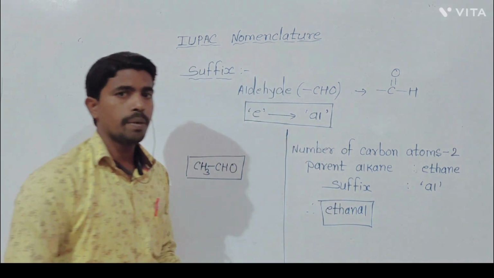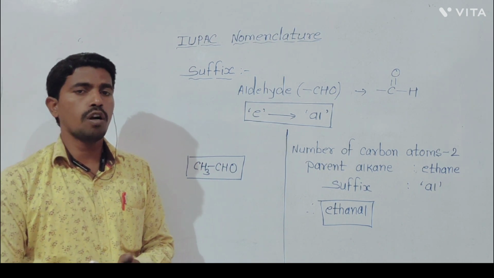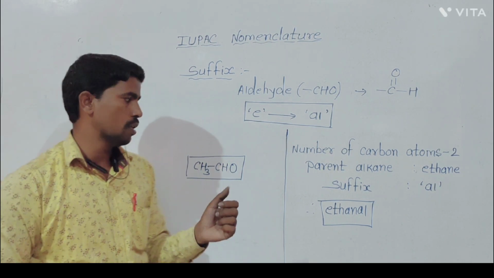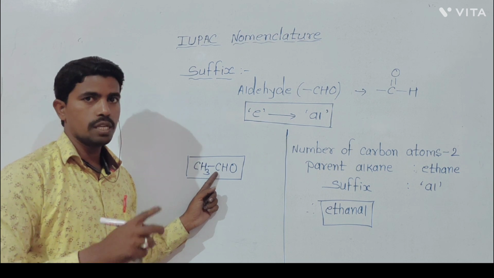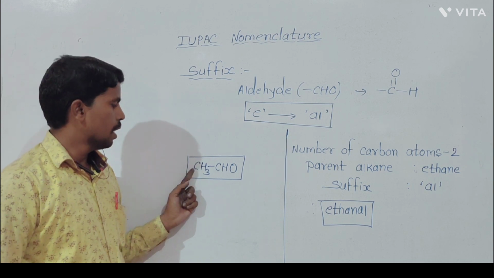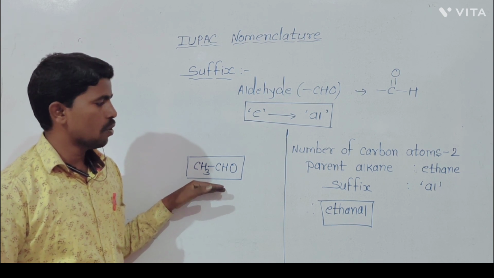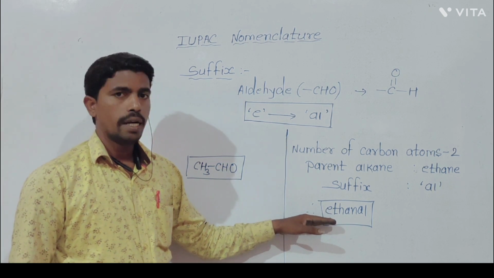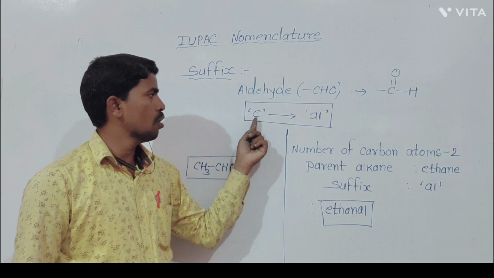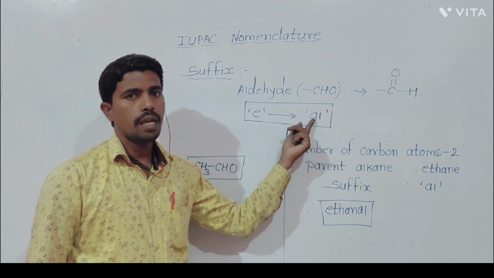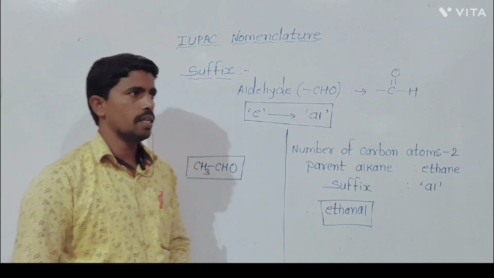And you should remember to start numbering from the CHO group. Here including CHO, C is the first carbon atom and this is the second carbon atom. Therefore, the name of this compound becomes ethanal. And you should remember the last E of alkane is replaced by AL in the case of aldehyde.